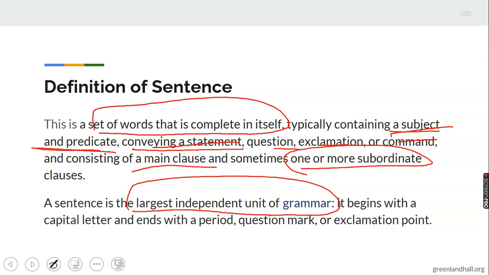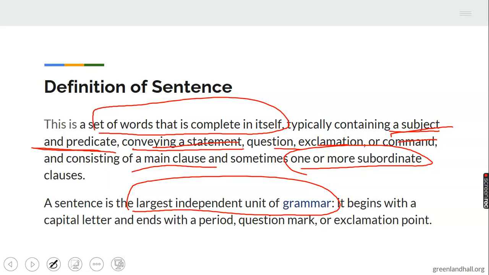Who can tell me the smallest unit of grammar? Anybody? The smallest unit of grammar. Anybody? That is your alphabet. That's the smallest unit. And the smallest unit of any sound is your morpheme. Then the smallest unit of grammar is your alphabet.